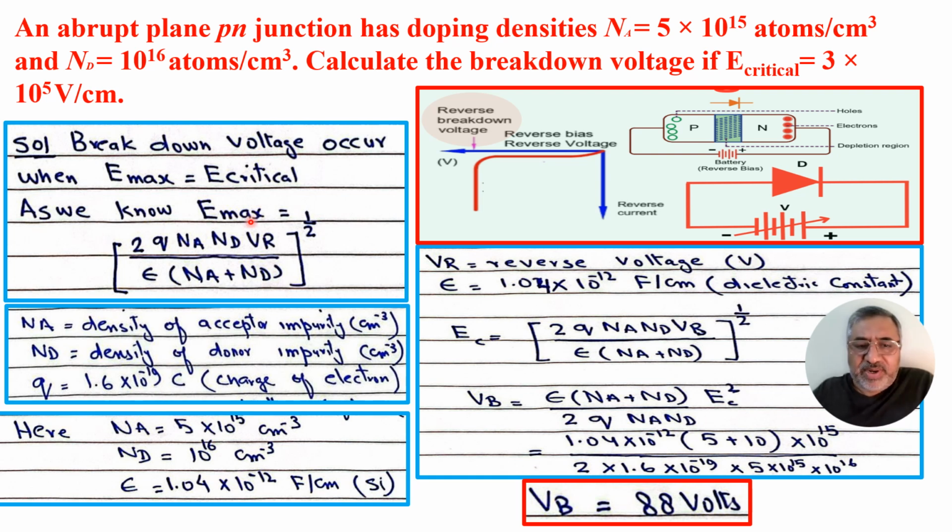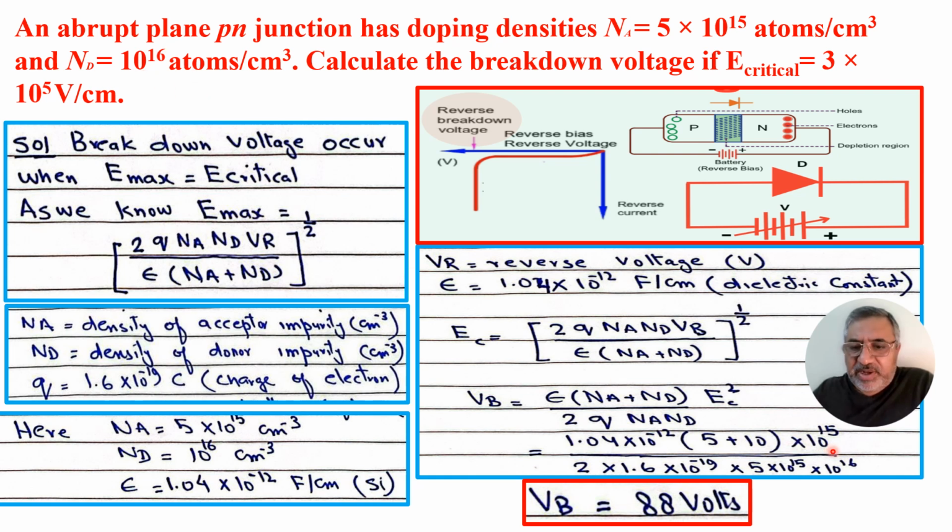So we equate them, and our reverse voltage Vr becomes Vb. Now we determine the equation in terms of Vb, and after simplification, the equation becomes Vb equal to epsilon (Na plus Nd) divided by 2q Na Nd, times E critical squared. Now epsilon is 1.04 × 10^-12, Na is equal to 5 × 10^15, and Nd is equal to 10^16, so Na plus Nd becomes 15 × 10^15.